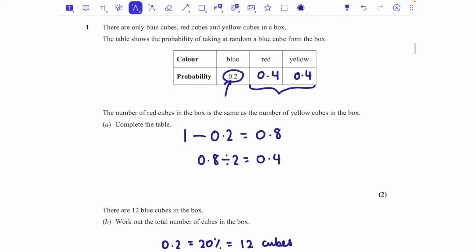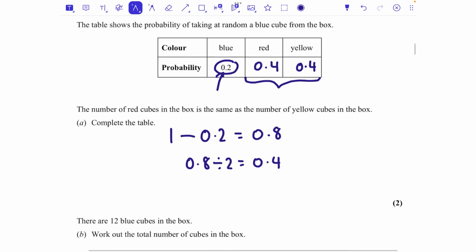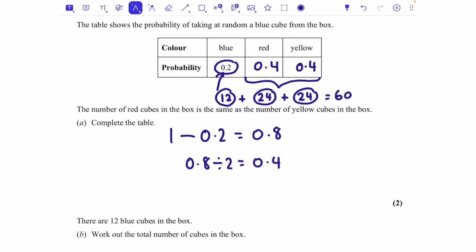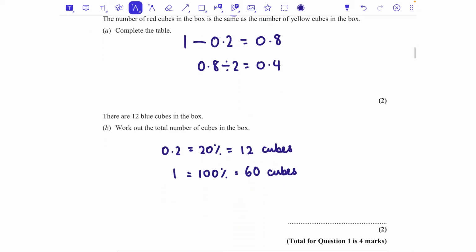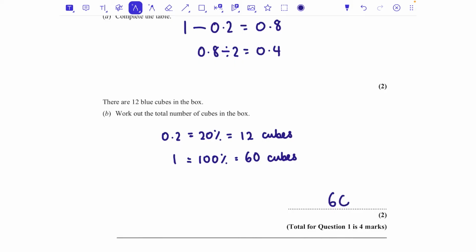The other way of doing it would be to say, well, if I know that this is 12 cubes and that has a probability of 0.2, a probability of 0.4 would be double as many cubes. So that would be 24 cubes. And if you add all of those together, 12 add 24, add 24, that is also 60. So a couple of different ways you could do that one, but 60 is your answer for 2 marks, however you did it.